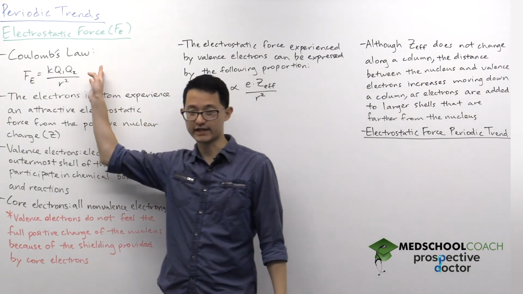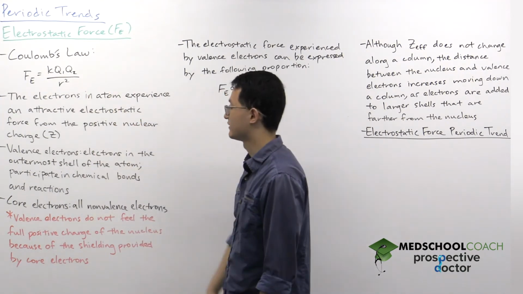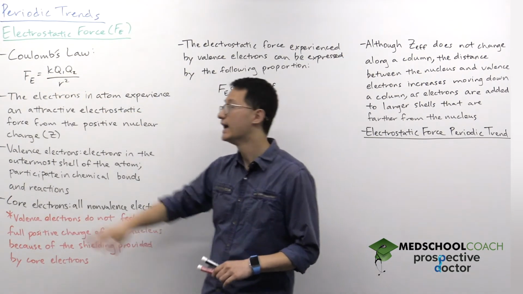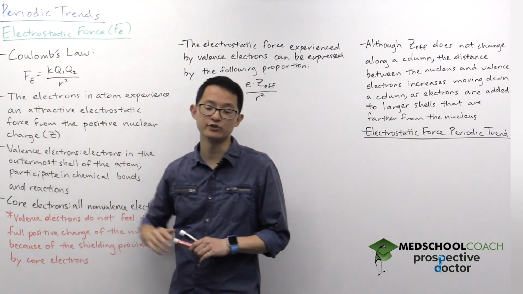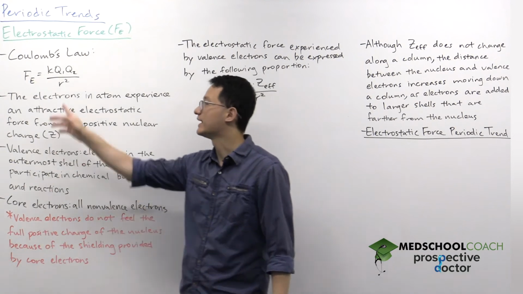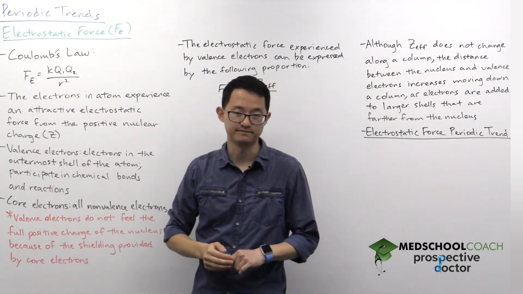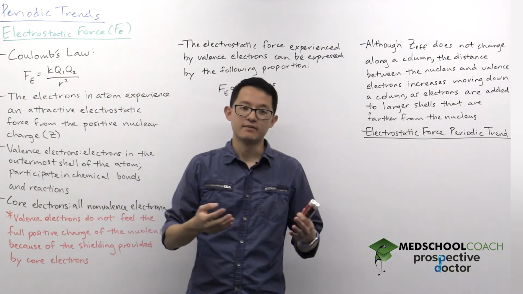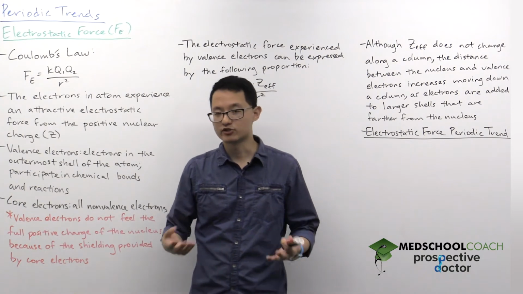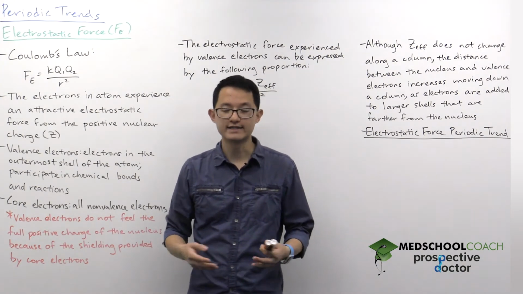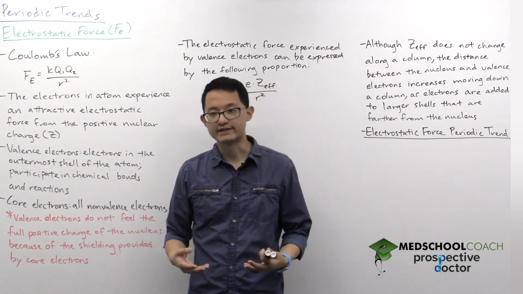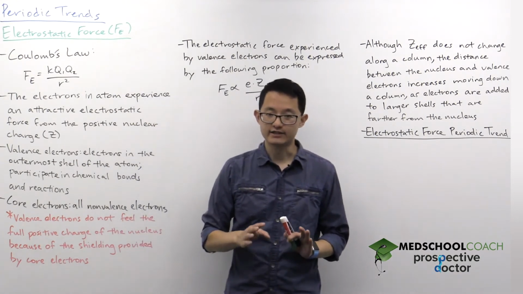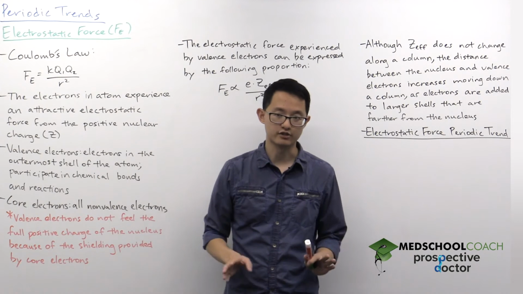Now, the equation for the electrostatic force is given by Coulomb's law. We can see here that it's equal to K Q1 Q2 over R squared. In this equation, K is just a constant, Q1 and Q2 refer to the two charges interacting with each other, and R is the distance between the charges. Within an atom, you have negatively charged electrons and you have the positively charged nucleus. These two charges are going to be interacting with each other, and since they're opposite charges, they're going to experience an attractive electrostatic force.